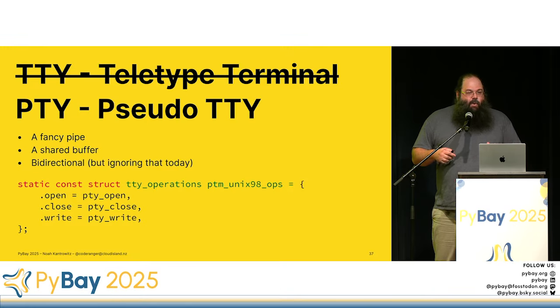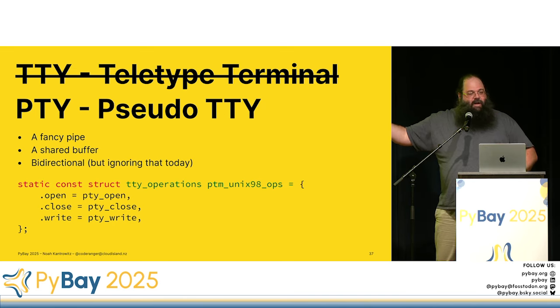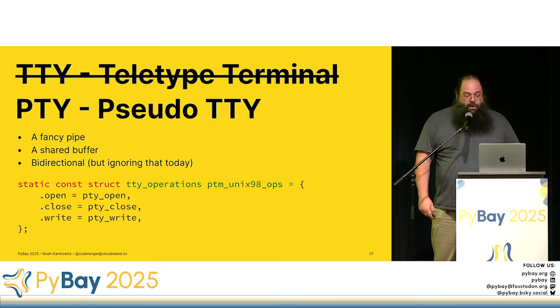Anything that you write on one side, you can read on the other, which really means it's a shared memory buffer that one side can write to and the other can read from. And in actuality, there's several of these because there's input and output. We're ignoring input, just looking at output, so we're going to ignore the bidirectionality for the moment. But this is what standard out actually points to, a PTY device running in Unix 98 compatibility mode.